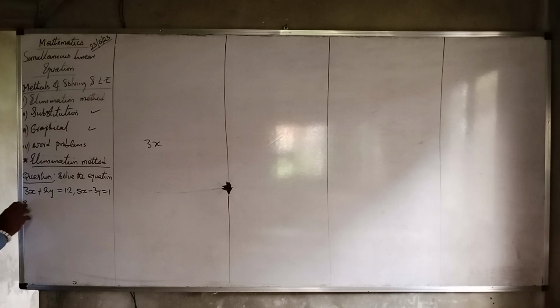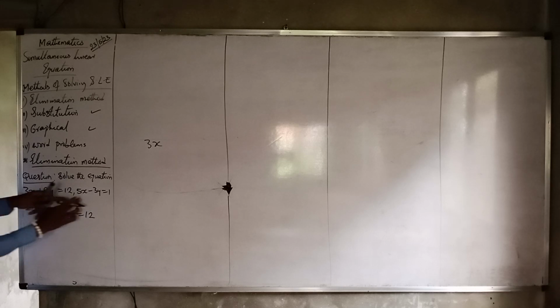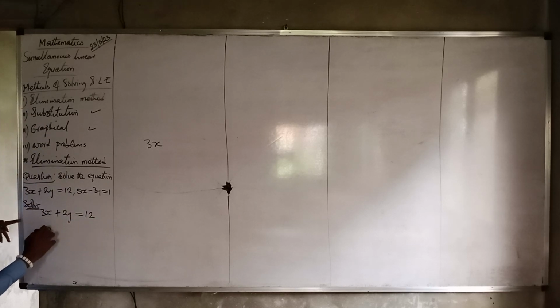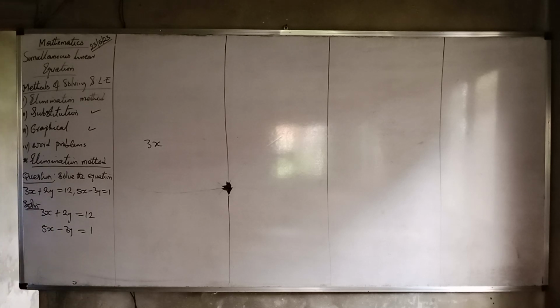This is my solution. You write the first equation, which is 3x plus 2y equals 12. Now the second equation, you write it below the first equation by saying 5x minus 3y equals 1.